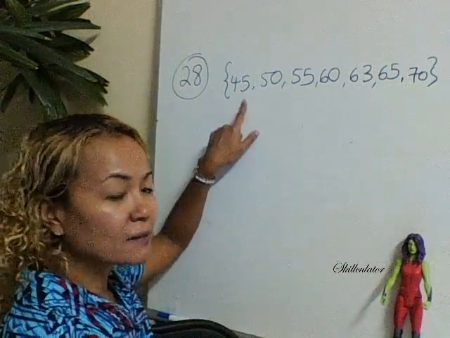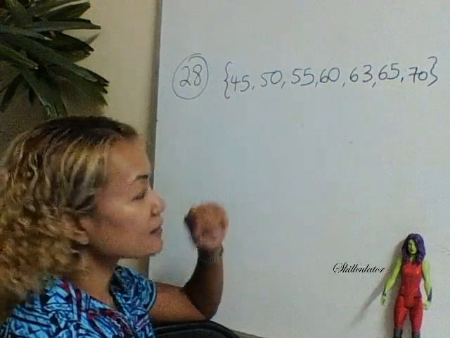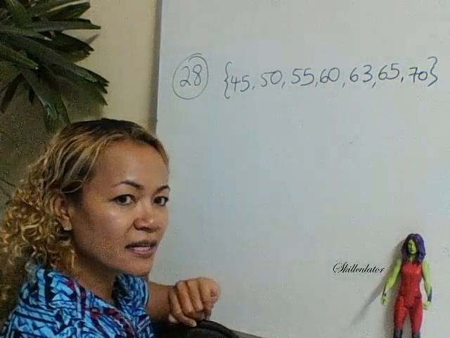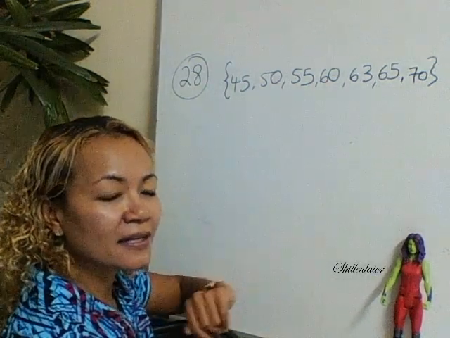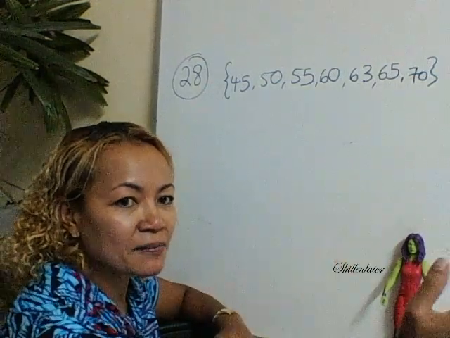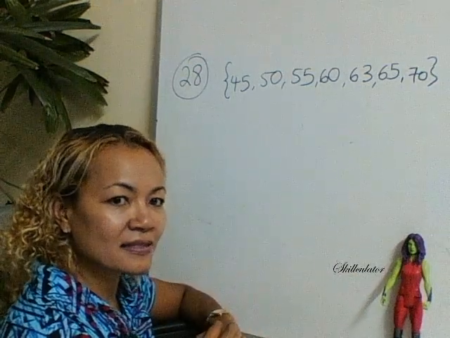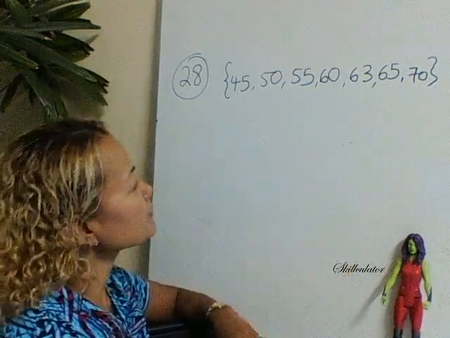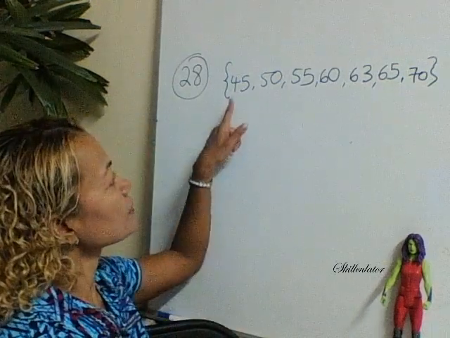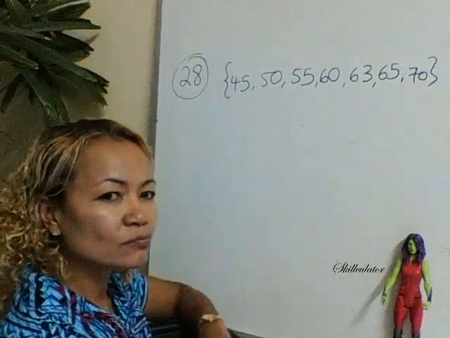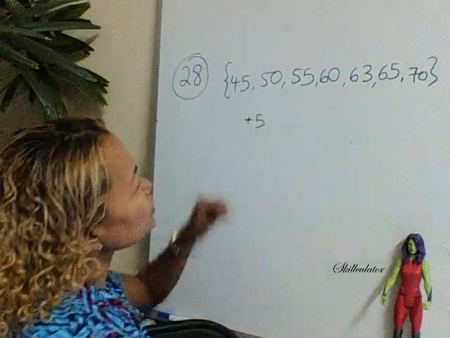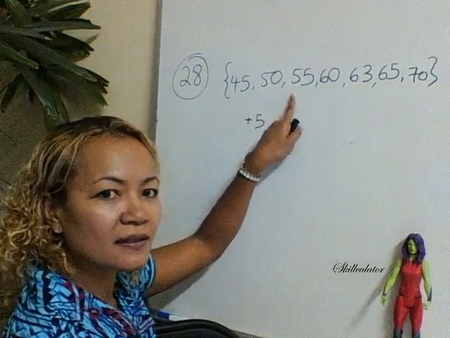When you're looking at series of numbers and there's a pattern, then you test certain things. Is it adding something to get to the next one or multiplying something? Is it adding the same number? Is it multiplying by the same number? Or something similar, subtracting the same number. Easiest one to check is if it's adding the same. 45 to 50, plus 5, right? Let's check. Is it plus 5 to go to the next one?